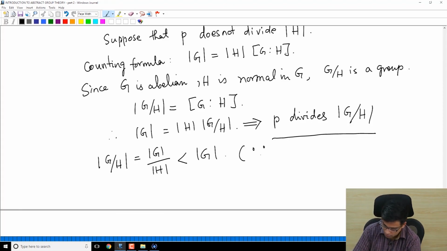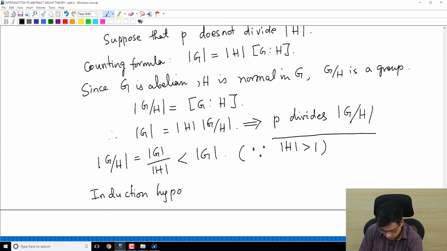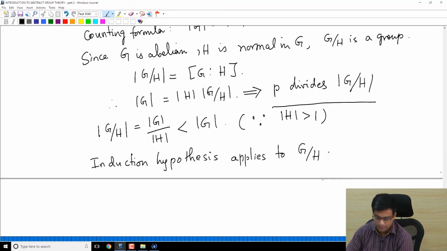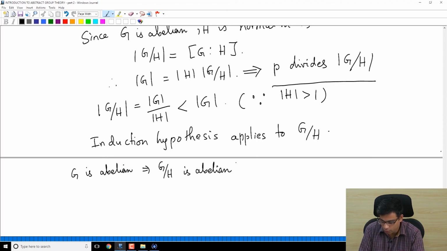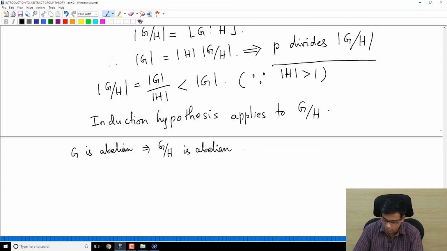This is because the order of H is greater than 1. So in order to make sure that the induction hypothesis applies to G mod H, we need to check that G mod H is an abelian group. Is that clear? If G is abelian, G mod H is abelian. This is a very easy exercise that I will do later in a video. G mod H is abelian, the order of G mod H is less than the order of G, and P divides the order of G mod H. That's what I noted here. So the induction hypothesis applies to G mod H.